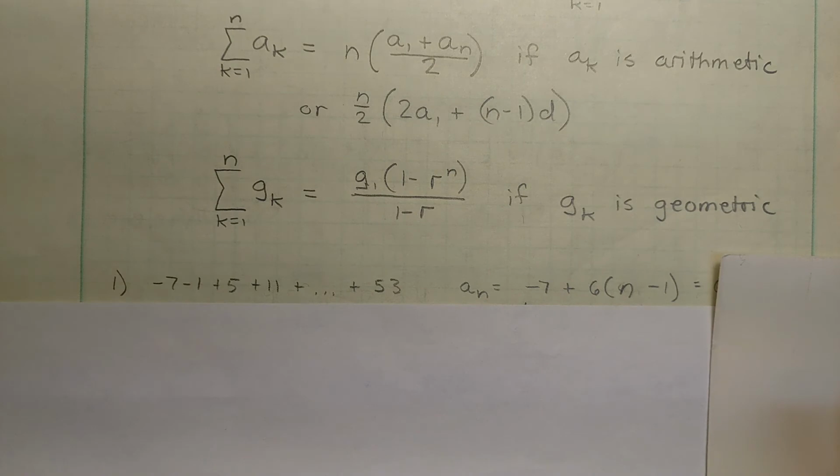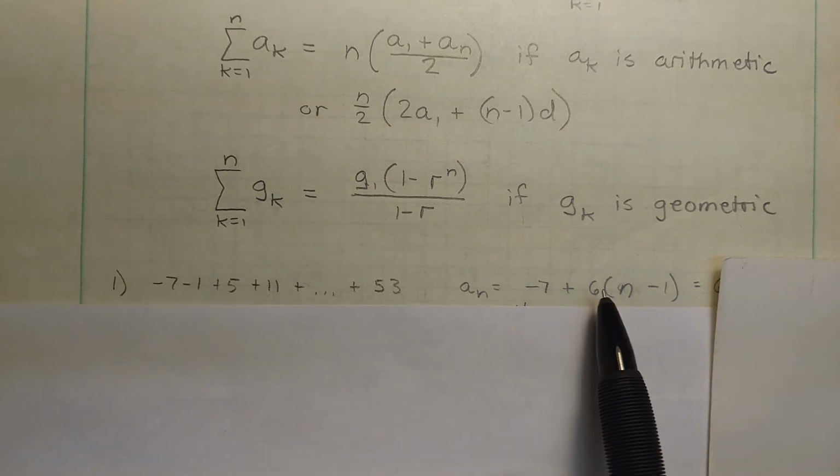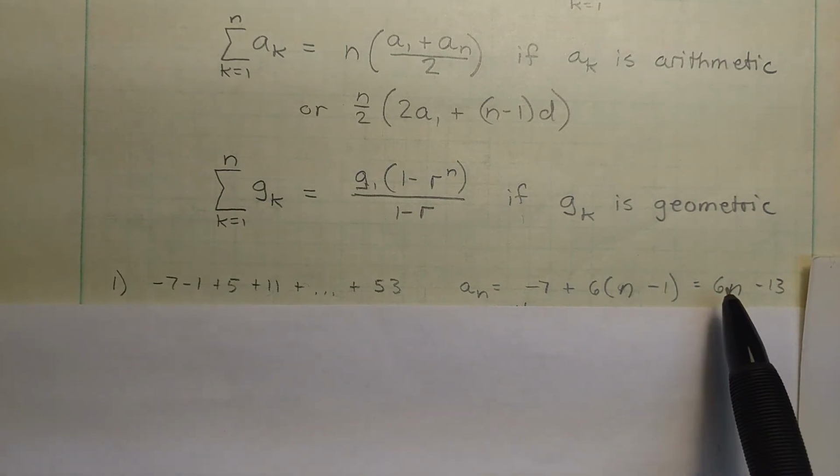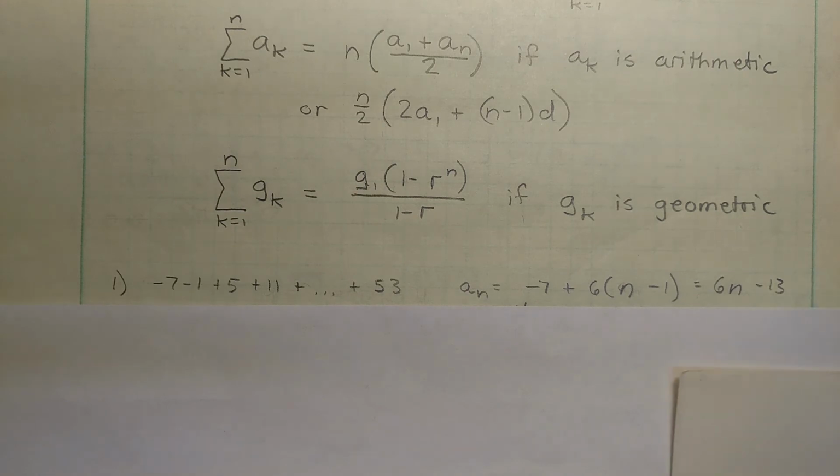So one thing you can do is simply define an explicit definition for the sequence. So -7 was my first term. My common difference was 6 times n minus 1. Simplifying this down, I get this form right here.